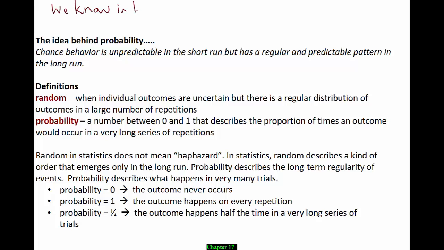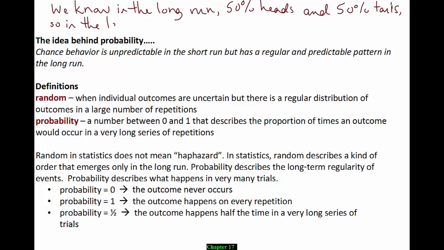So we know in the long run, there'll be 50% heads and 50% tails. So in the long run, we would get the ball half the time, which is fair. So this is how we're going to think about probability. This is exactly the idea of probability.